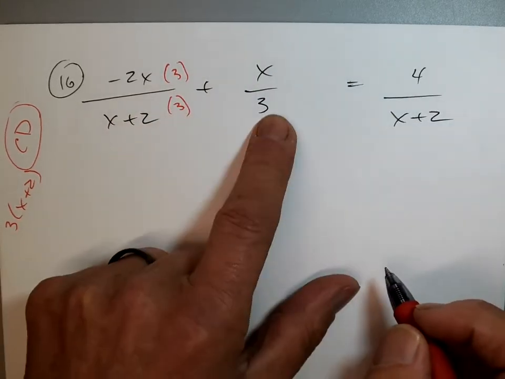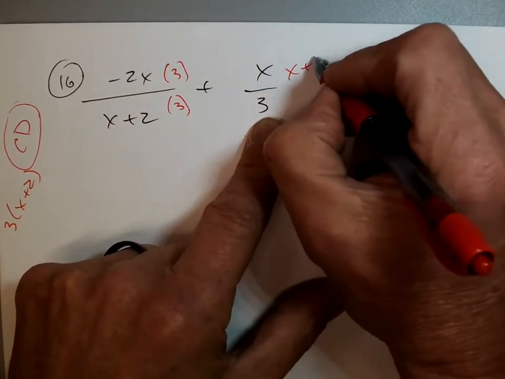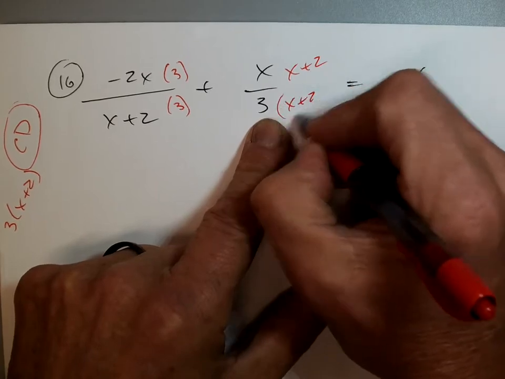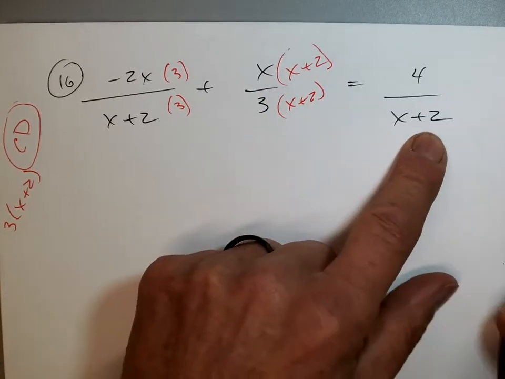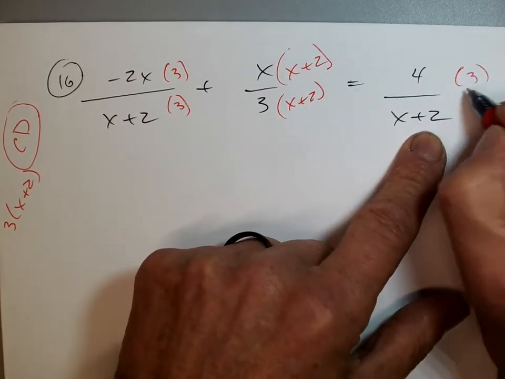Let's get a common denominator. Let's multiply this by x plus 2 over x plus 2, right? Let's get a common denominator. Let's multiply this by 3 over 3.